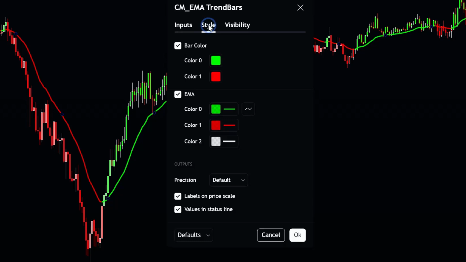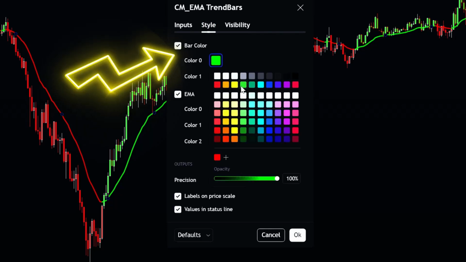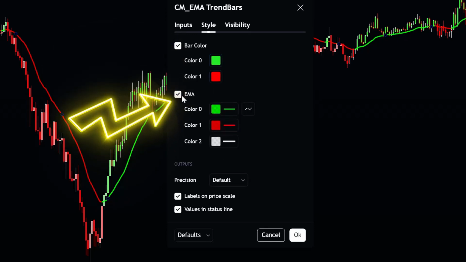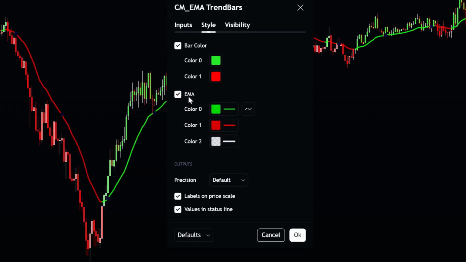Next, hop on over to the Style tab, where you can customize the colors of the bars. Make those bullish bars green and those bearish ones red. That way, you can spot the trends quickly and easily. You can also disable EMA if you want a cleaner looking chart, but I personally like to keep it on. It's all about what works best for you.